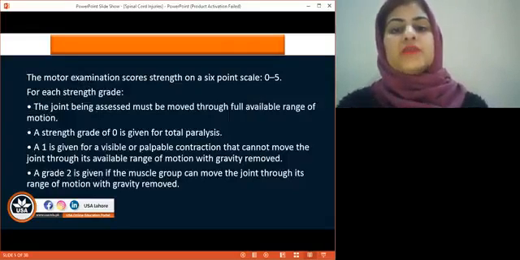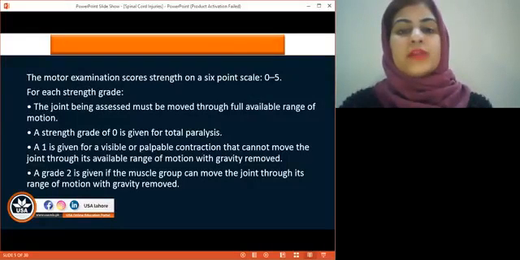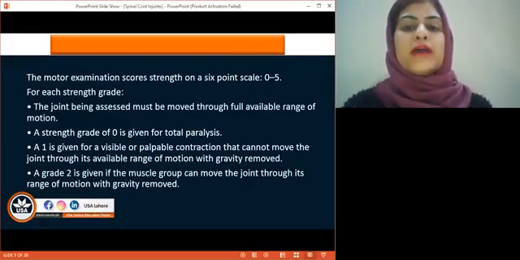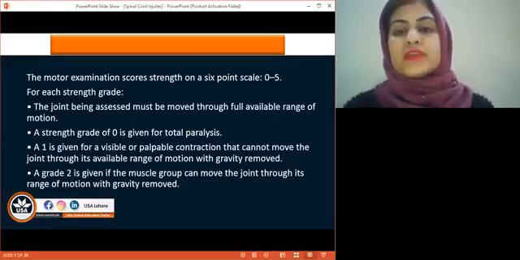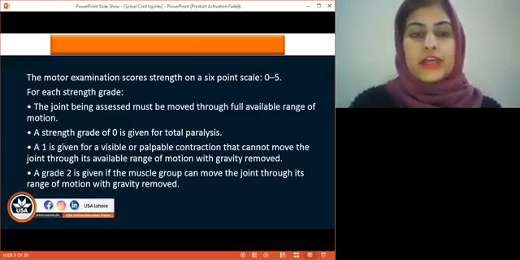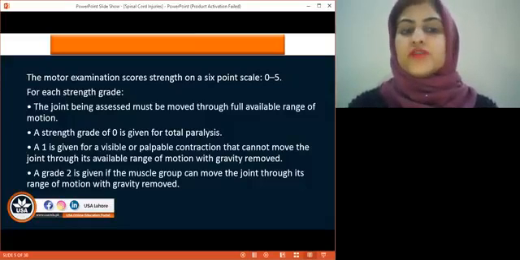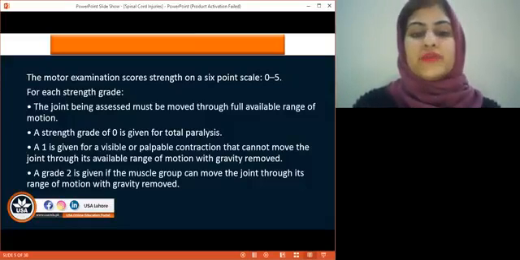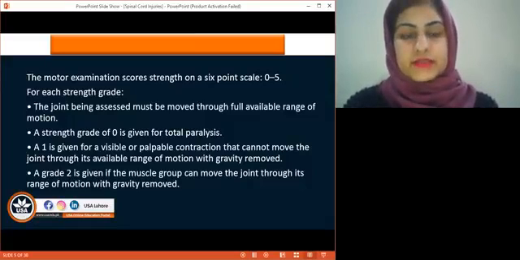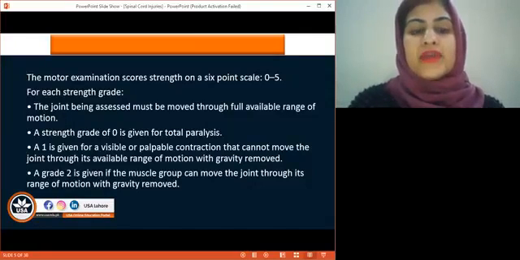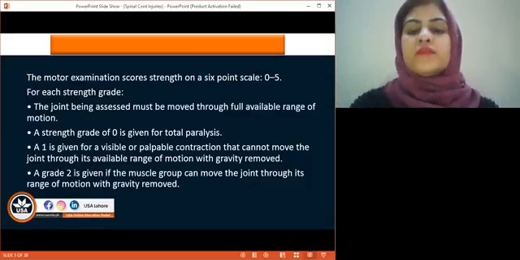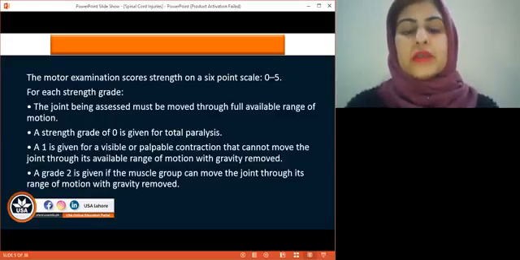The first part of this scale is the motor examination, which is scored on a 6-point scale from 0 to 5. For each strength grade, the joint being assessed must be moved through the available range of motion. A strength grade of 0 is given for total paralysis. Grade 1 is given if there is a visible or palpable contraction but the muscle cannot move the joint through its available range of motion with gravity removed.